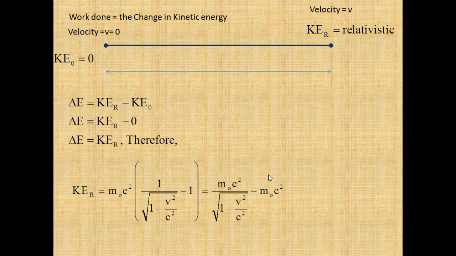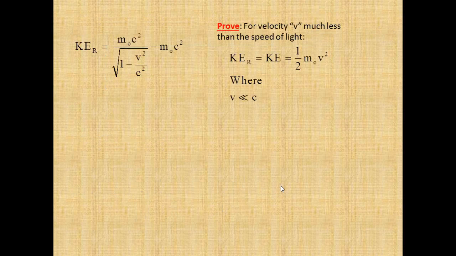Well, essentially, m naught divided by the square root of 1 minus v squared over c squared is your relativistic mass, times c squared, minus Einstein's famous equation. m naught times c squared is equal to energy, your rest energy. Okay. So let's go on and see where we were from here.